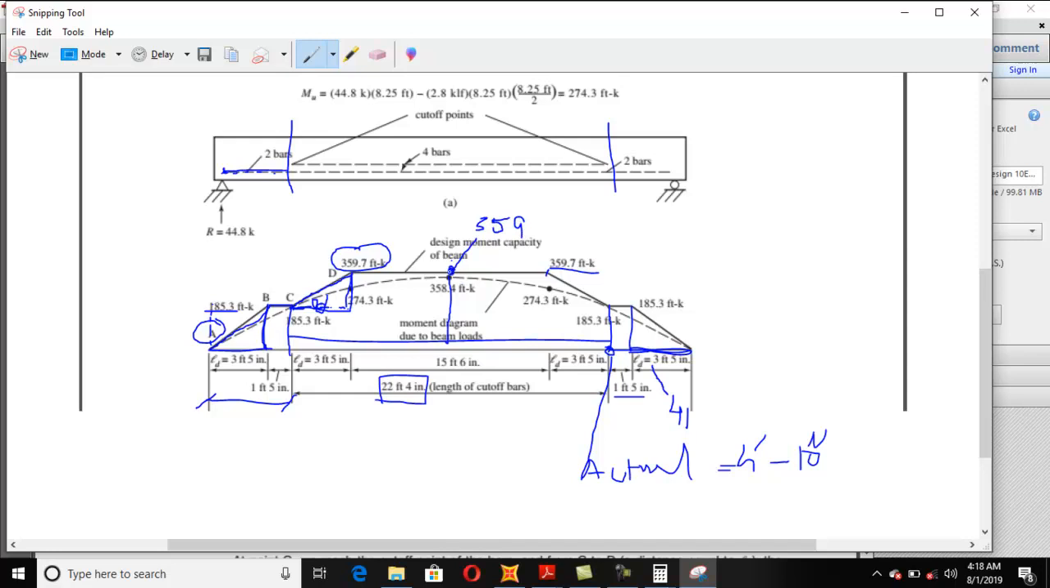Now the basic theme of this whole question is that your bar must be embedded at this center point of the beam on both sides, this side also and this side also. Okay, if you want that your moment capacity of your beam will be 359, your bar must be embedded into the concrete both sides from this point equals to LD.